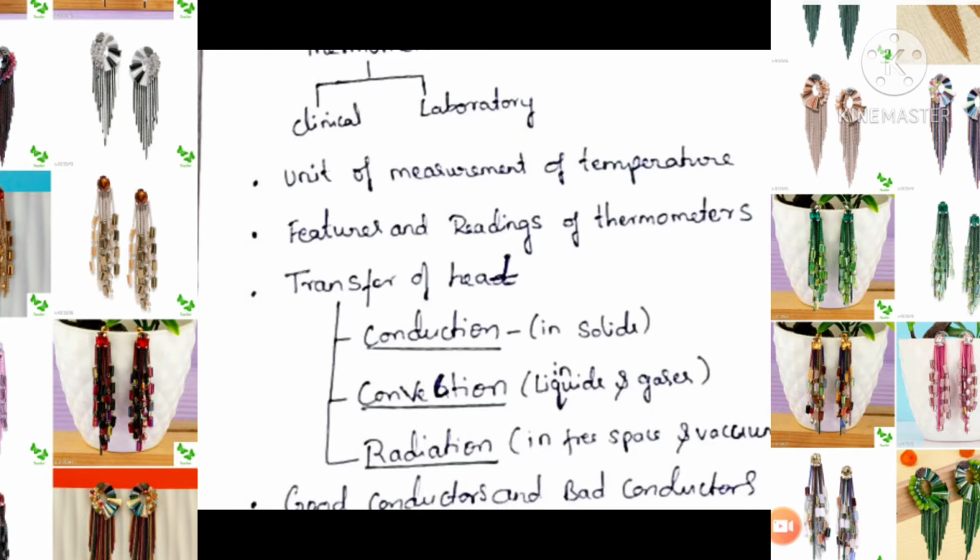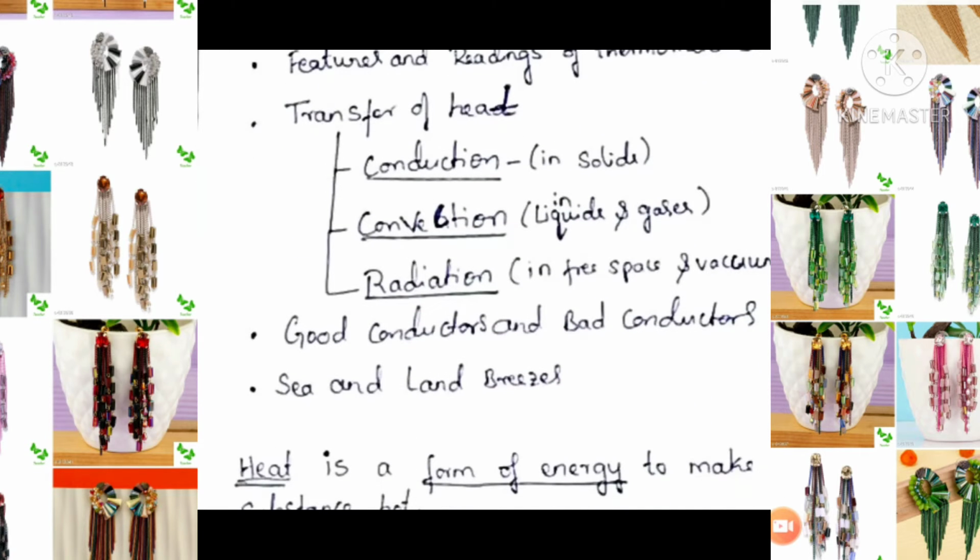In the transfer of heat, we have three types, that is conduction, convection and radiation. Conduction we observe almost in solids, whereas convection we see in liquids and gases. Radiation, this transfer of heat takes place in free space and vacuum. The next are good conductors and bad conductors of heat. Then sea and land breezes.